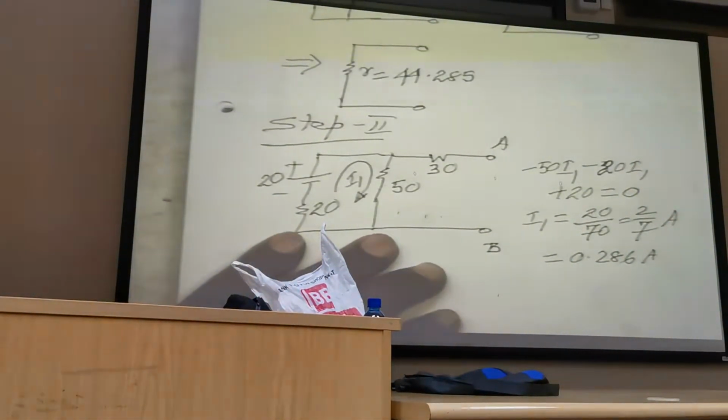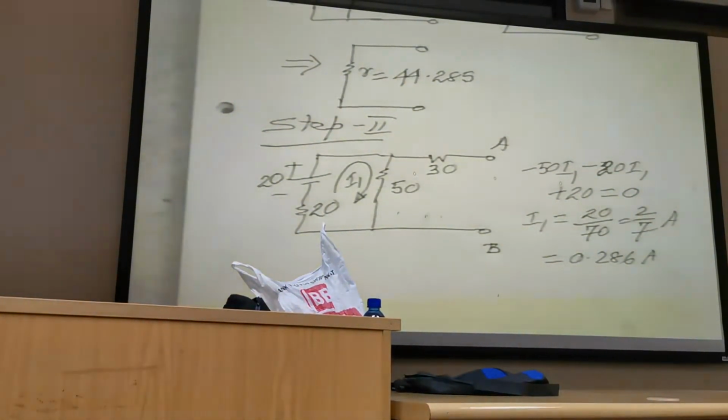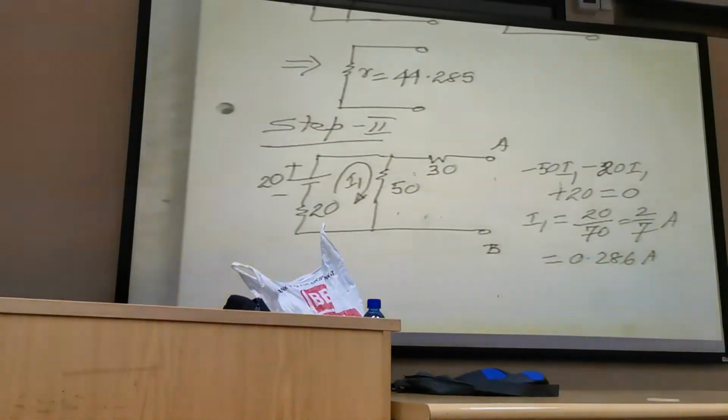Right? Now we need to find out. Any question here? Yes. So we are applying mesh analysis, KVL. Clear? Now we are going to. Sir, how do you know the direction of the resistance? Because you found out that it's minus 50. So why do we take minus 50 I1?